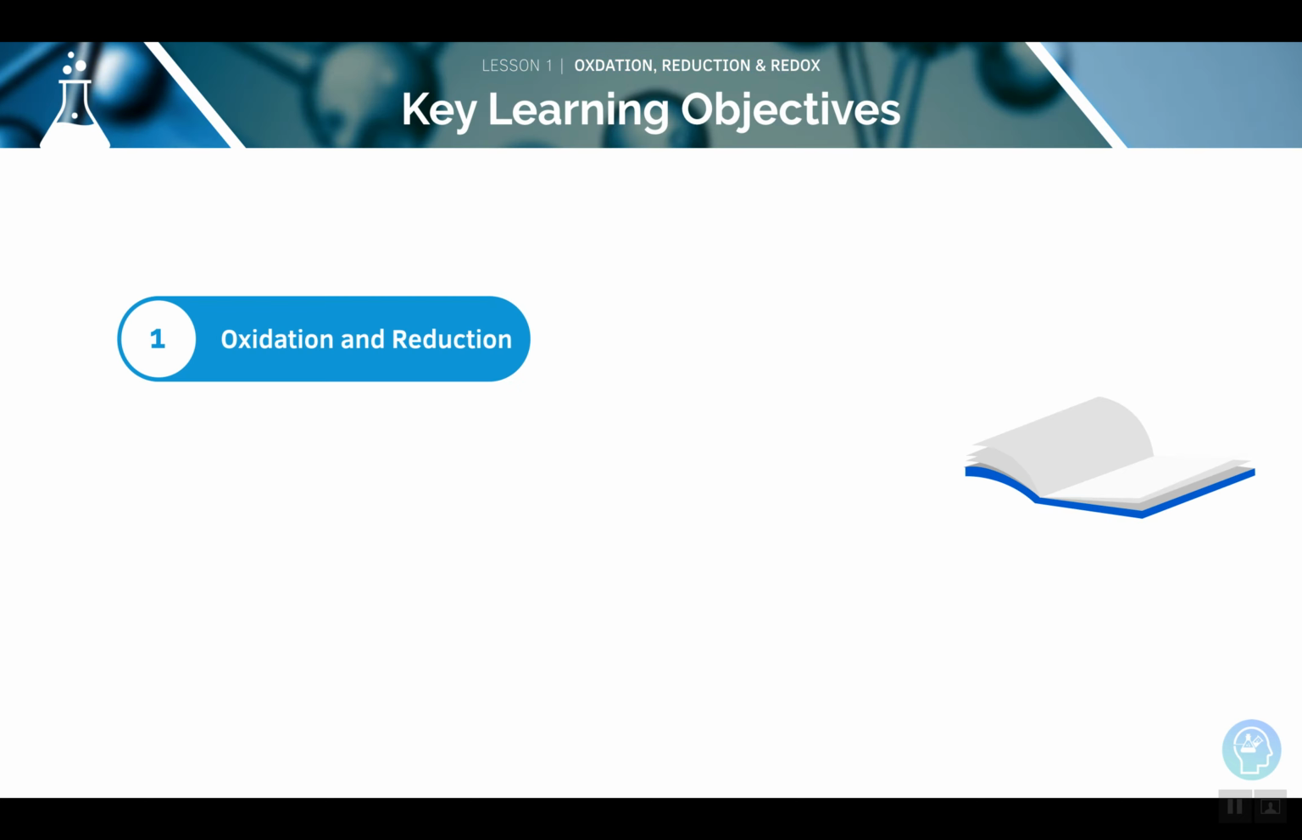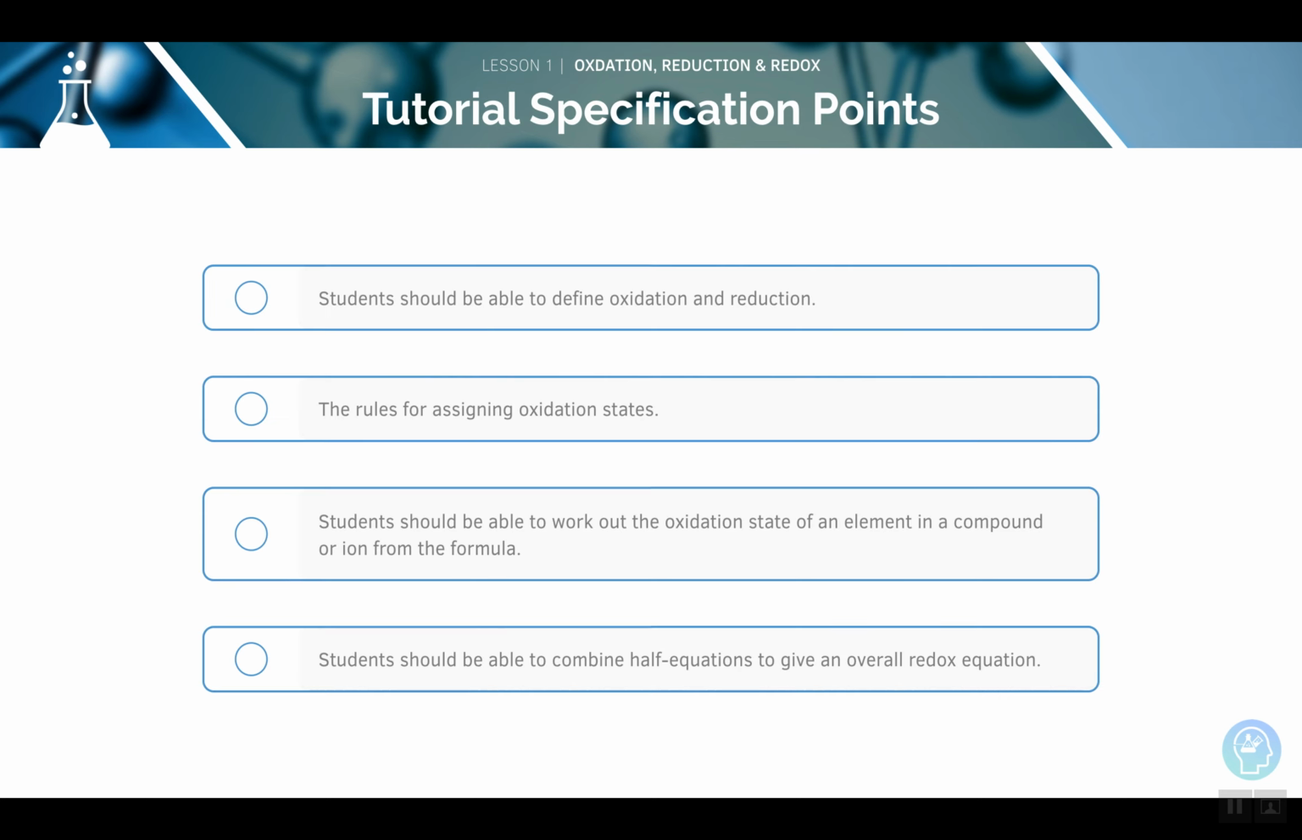Here are the key learning objectives for this lesson. First, we will look at oxidation and reduction. Then, we will look at redox reactions. Here are the AQA specification points for this lesson. Feel free to pause the video now and read through them before we begin.